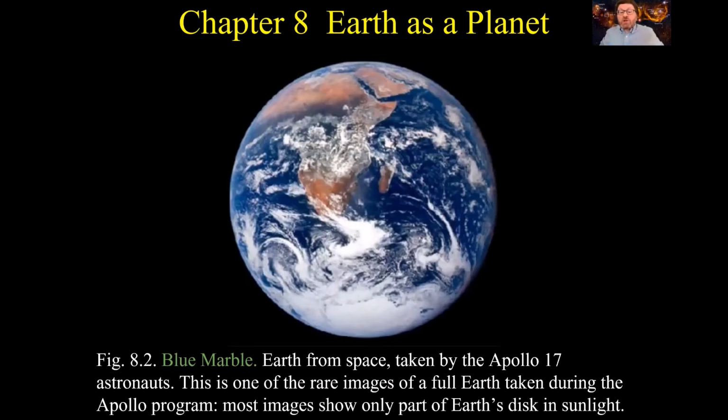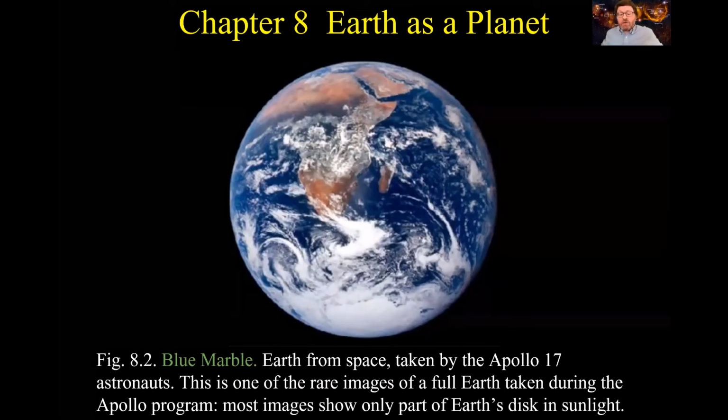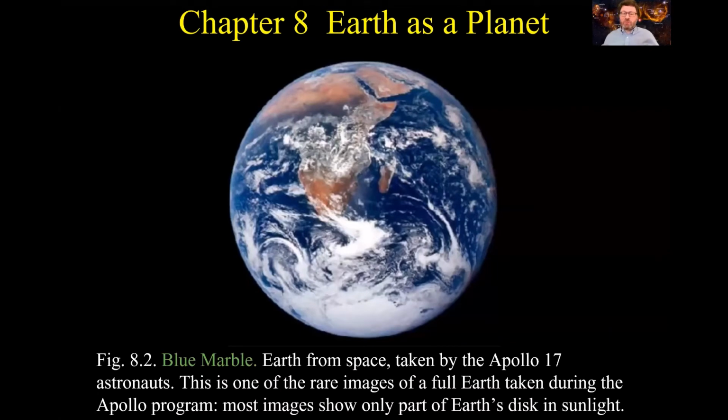All right, today we're starting chapter 8 on Earth. This is a famous image called the blue marble image because, well, the Earth is a beautiful blue color due to its mostly being covered in those ocean waters. This was taken from space by the Apollo 17 astronauts. And it's one of the rare images in which you see the entire face of the Earth illuminated. So the sun would have been behind the astronauts so that you see this whole face of the Earth, the face that's facing us, illuminated.